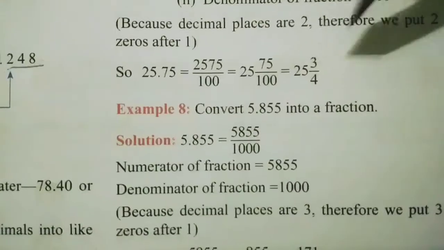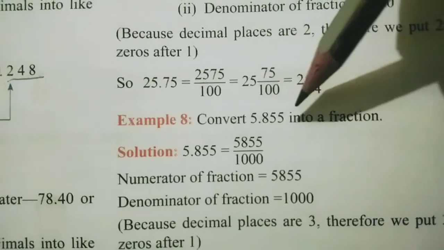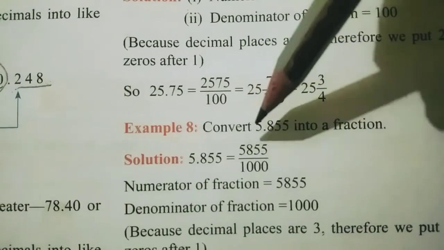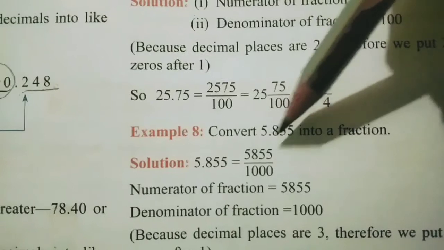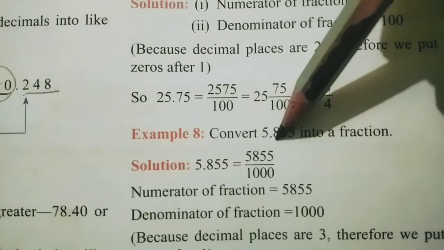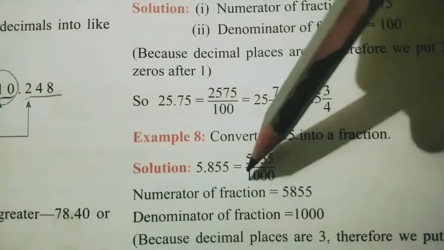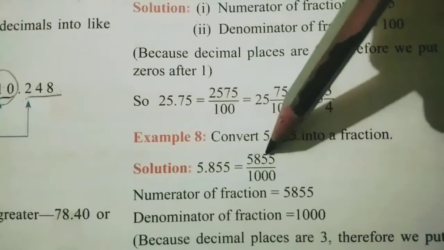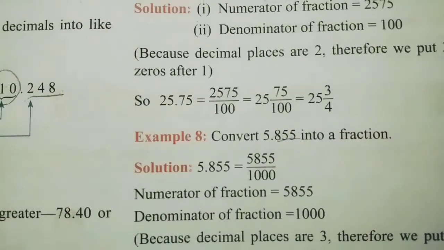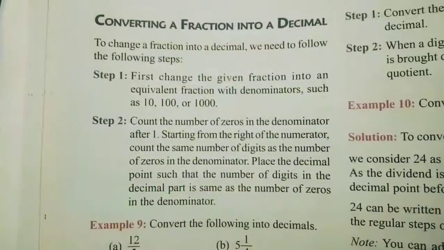Okay, very simple. Here also you can see 5.855 into a fraction. So you have to write all the numbers, 5855, and you have to see how many digits are there after the point. So there are 3 digits. That means 3 zeros will be there. So 1000. So 5855 by 1000. Very easy. Now let's go to the next page.